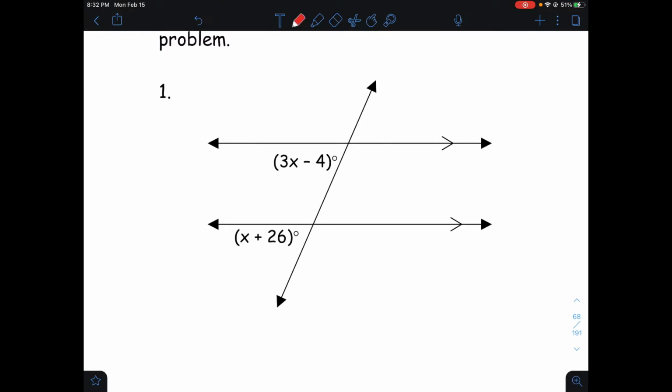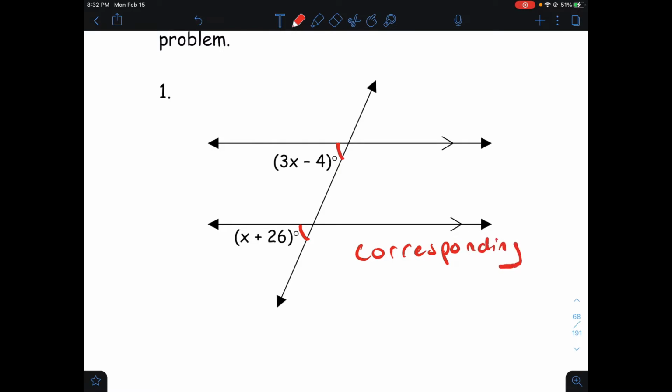So we're looking at this angle here and this angle here. Before we even get started, let's identify what kinds of angles we have here. Do we have alternate interior, alternate exterior? Look at your angle summary note sheet and figure out what kinds of angles we have going on here. So hopefully you came up with corresponding angles.